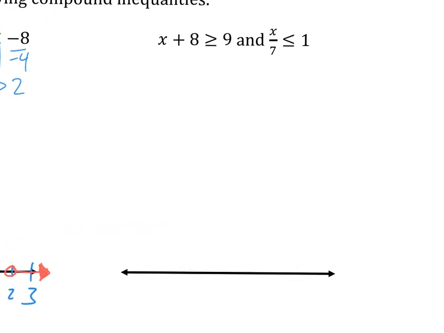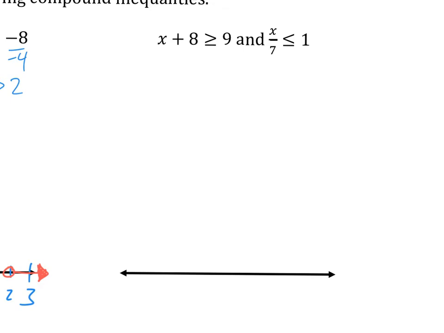Okay, let's look at another example here. Here we have x plus 8 is greater than or equal to 9, so we want to solve this by subtracting, not 9. We want to subtract 8 on both sides here to isolate that x. So we have x is greater than or equal to 9 minus 8, which gives us 1.